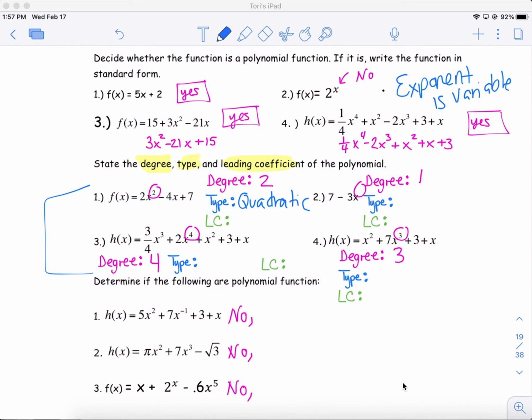On number 2, we would call that linear, because it has degree 1. On problem 3, it would be quartic, because it has a degree of 4. And then on number 4, because it has degree 3, we call that cubic. And you should have seen all of this earlier in notes, okay?